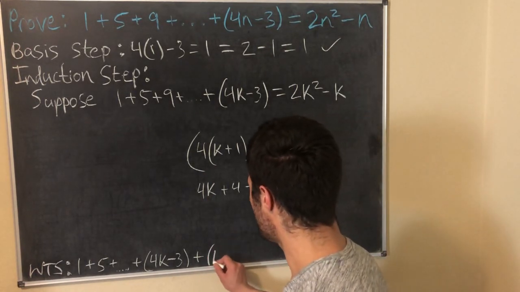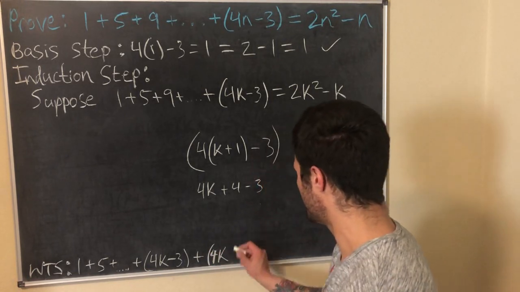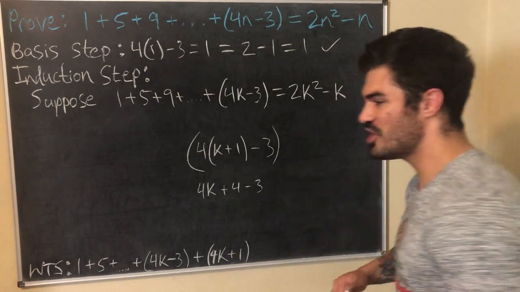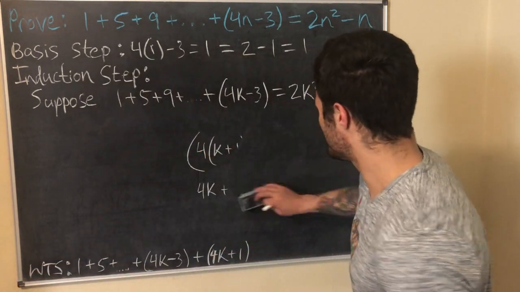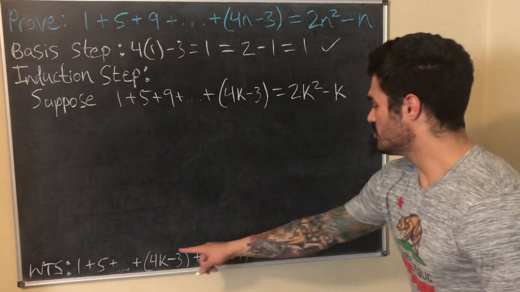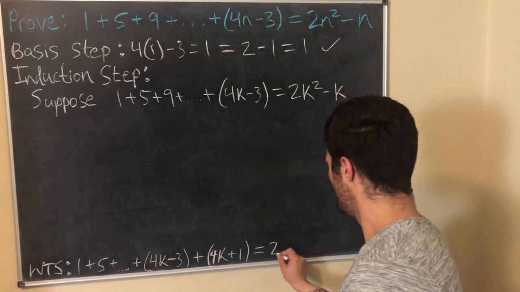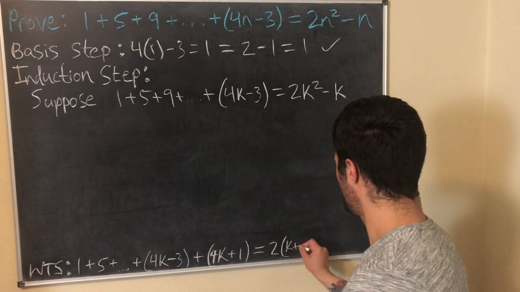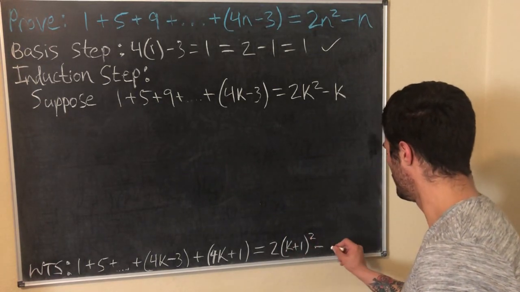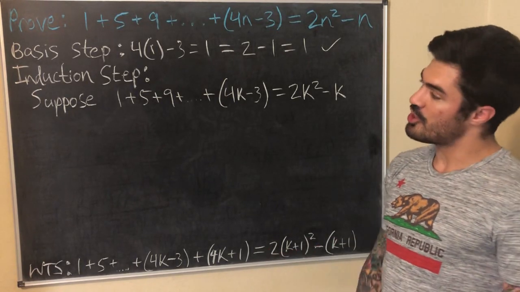I would rather double check than write something down that's wrong and spend 30 minutes trying to prove something that I can't prove because I copied it down wrong, right? So no shame in double checking. Just do some scratch work off to the side, then erase it and no one will know it ever happened. So we want to show that this equals what? Well, what do we get when we plug k plus 1 into here? 2 times k plus 1 squared minus k plus 1. Okay, so this is what we want to show.